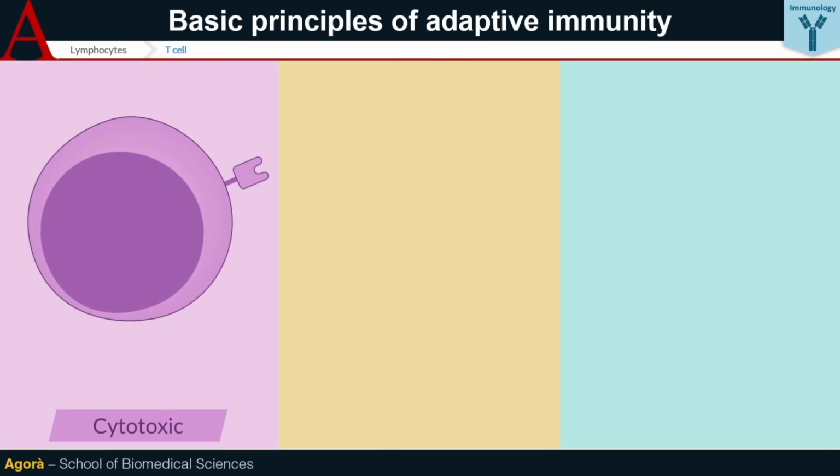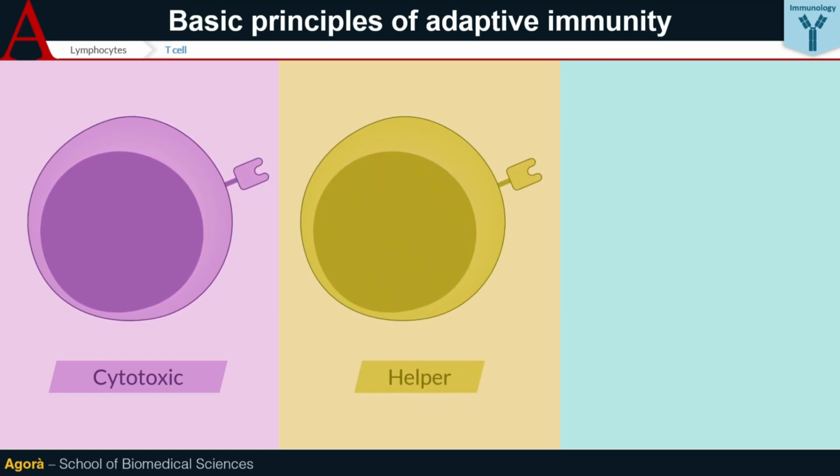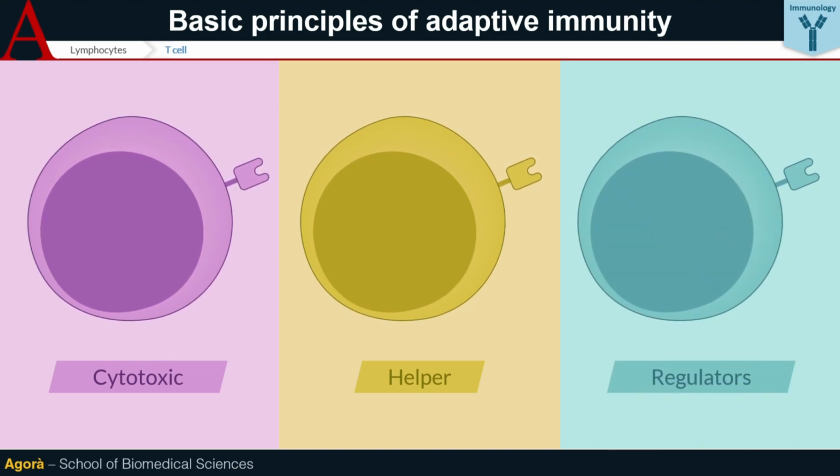1. Cytotoxic function. T lymphocytes come into contact with the cells that expose the antigen they have been activated for and then kill them. 2. Helper function. T lymphocytes produce molecules that can coordinate the immune response. 3. Regulatory function. T lymphocytes suppress excessive immune activation and protect the body from excessive inflammatory reaction.